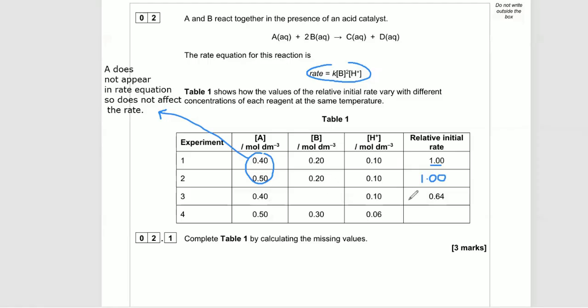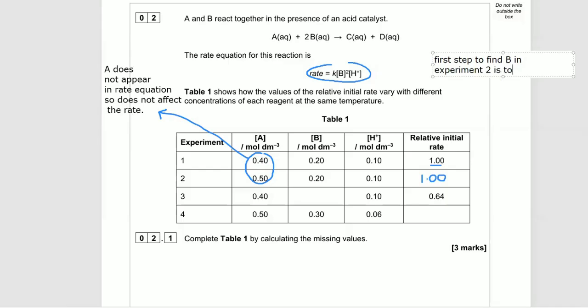Now let's look at experiment 3. We can see A is 0.4, H hasn't changed, but the rate has changed, which tells me that B must have changed. B appears in the rate equation. So we need to find out what B is. How are we going to find out what B is?